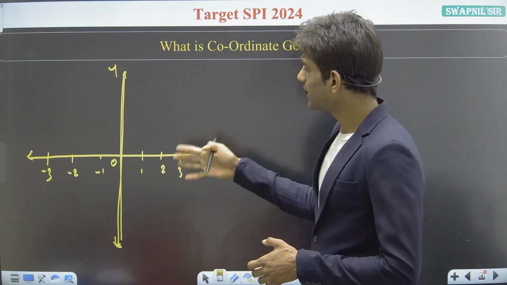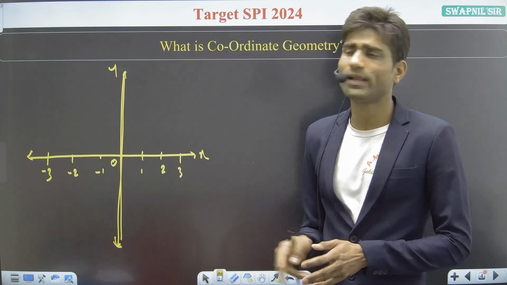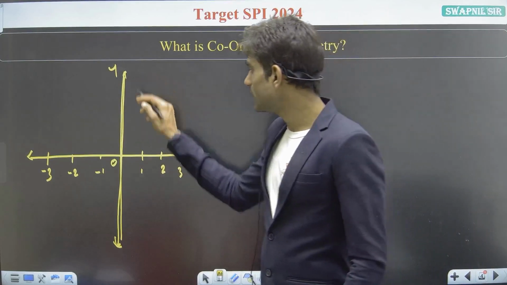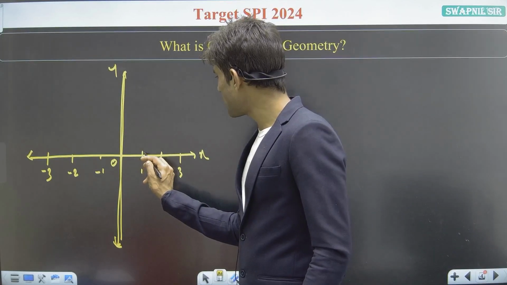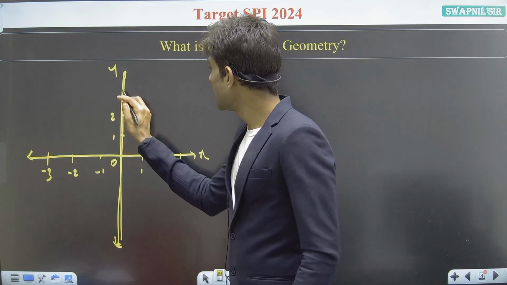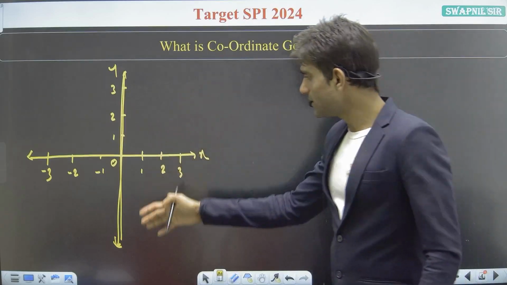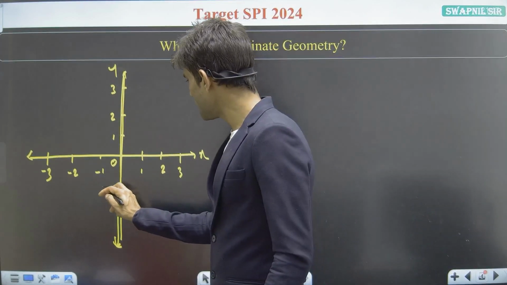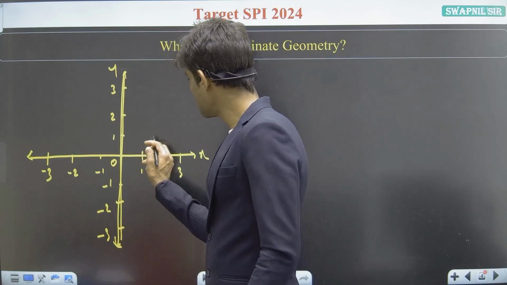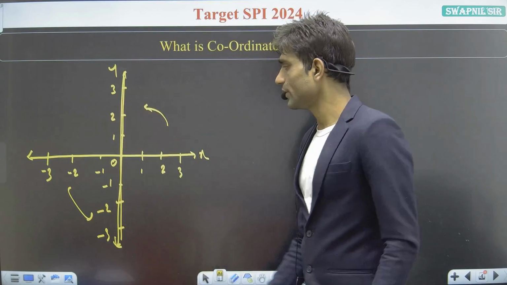Similarly, when we rotate the x-axis by 90 degrees in the anti-clockwise direction, we get the y-axis. If these are positive, after rotation this one is also positive 1, then 2, then 3. These are all positive numbers, and going down we consider -1, -2, -3. This one is the 90 degree rotation. That's why positive and negative values go in these directions.